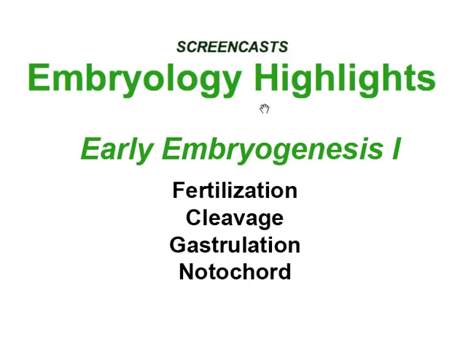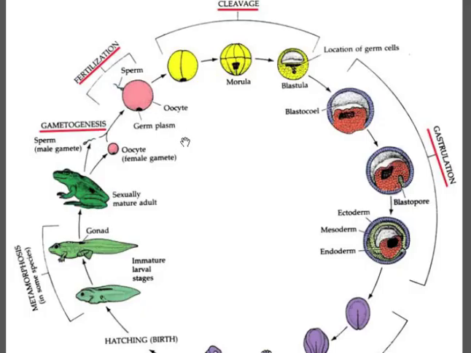This Embryology Highlights screencast, Early Embryogenesis 1, deals with fertilization, cleavage, gastrulation, and notochord formation. An embryo begins as a single-cell zygote formed when a sperm gamete fertilizes an oocyte gamete.